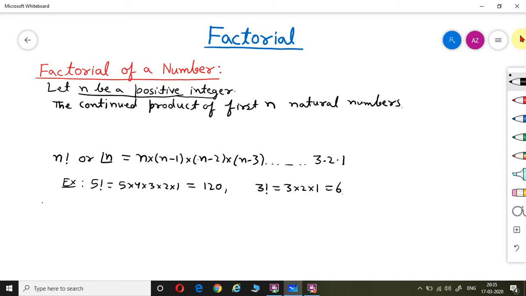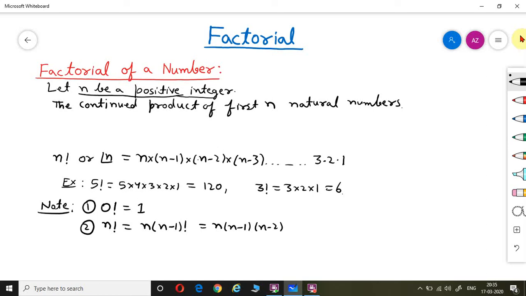So as a note, you can remember the value of 0 factorial. 0 factorial will always be equal to 1. Second, you can note down that n factorial can be written as n into n minus 1 factorial, and this can also be written as n into n minus 1 into n minus 2 factorial.